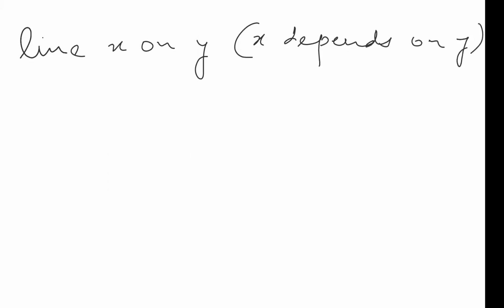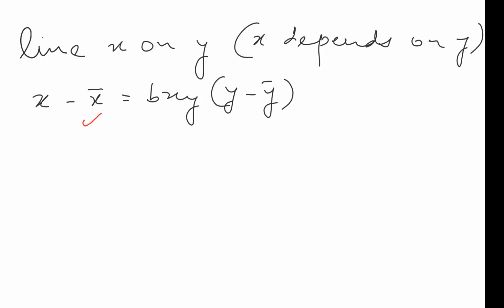Whenever x is dependent on y, x is the dependent variable. That means whenever we don't know the value of x but we know the value of y, x depends on y, so we'll use line x on y. The equation for this line is x minus x bar equals bxy times y minus y bar. This is the equation of line x on y, right? Here x bar and y bar are the respective means of x and y.